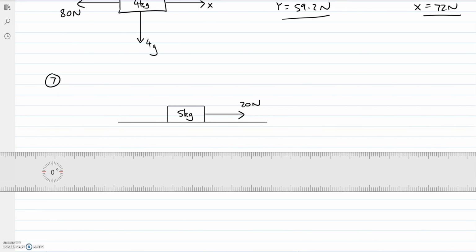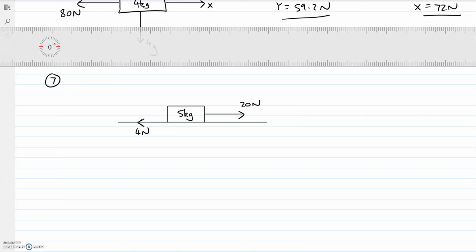Normally we draw friction on the floor, so here, obviously, it's going to be acting against the direction. If you're pulling something in one way, friction's acting, it's trying to prevent you, so it's acting in the other way. So this frictional force here is 4 newtons. Given that the body is initially at rest, find the acceleration of the body and the distance travelled by the body in the first 4 seconds.